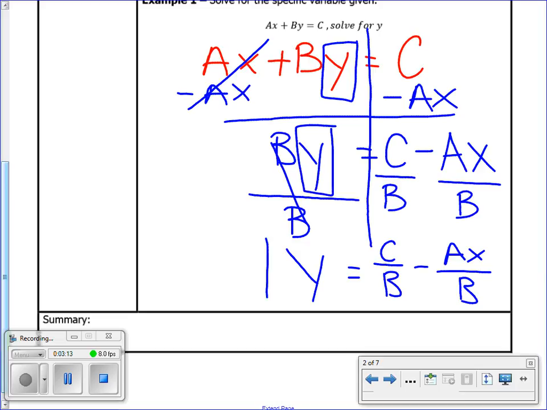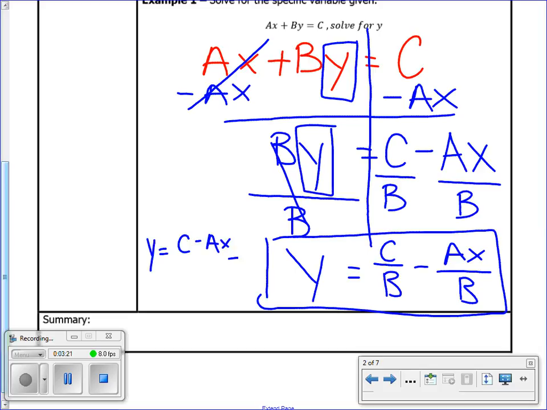Just be aware, you may see this same answer written as Y equals C minus AX in the numerator, all divided by B. Both are correct. These are both representing the same thing.